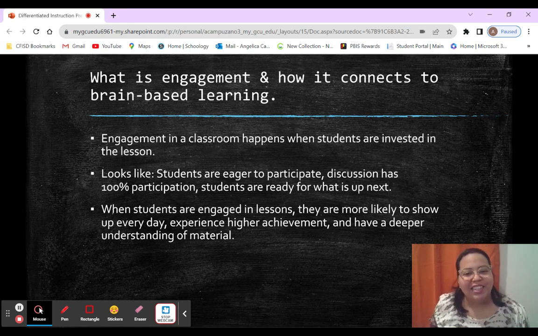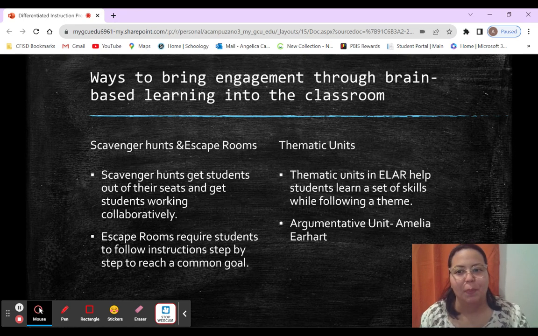When students are engaged in lessons, they are more likely to show up every single day or be eager to get to your class, experience higher achievement, and have a deeper understanding of the material because they're able to make that connection with what they're learning while they were in the classroom. Ways that you can bring engagement into your classroom with brain-based learning in mind.